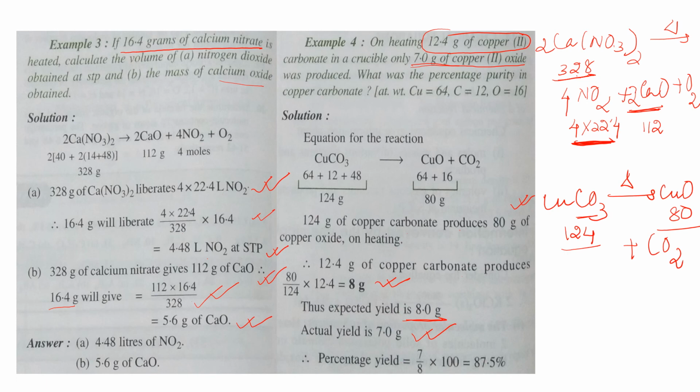So my percentage yield is 7 by 8 into 100. Because if I calculate from this, I should get 8 gram of copper 2 oxide. But I am getting 7 gram, as given in the question. So my percentage purity is 7 by 8 into 100, so 87.5% is the percentage purity. I hope you have understood. Now this is the end of the chapter. Practice all the numericals on your own in your notebook.